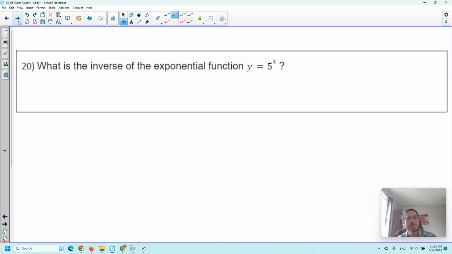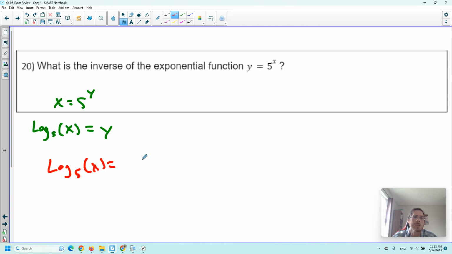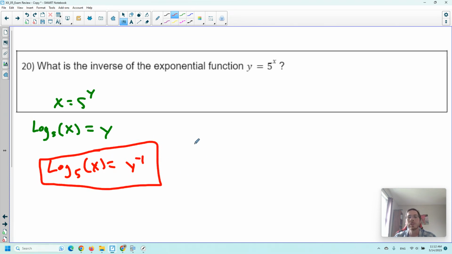That's it. For 20, we've got to get the inverse of this function. So again, for the inverse, the first thing we do is swap the x and the y. So x equals 5 to the y. Now we have to get the y by itself. So to get rid of the 5, we're going to do log base 5 of both sides. Or just use the definition and say that log base 5 of x is equal to y. Since y is by itself, that's our final answer. Log base 5 of x is the inverse. We aren't really given a function name, so I guess we could say y inverse. But that's it. So we're all set with that one.